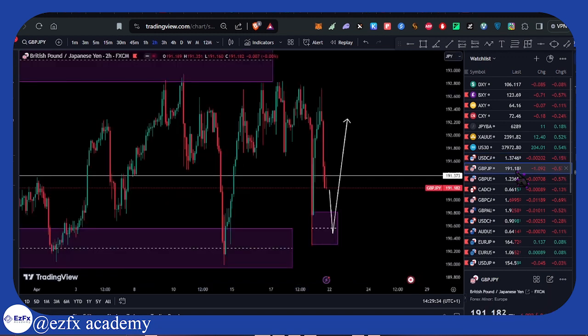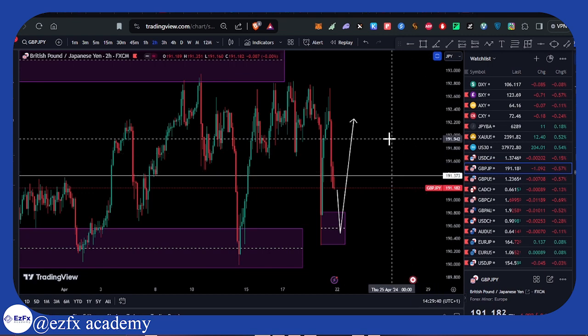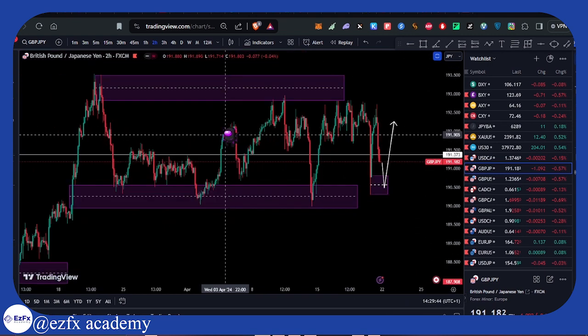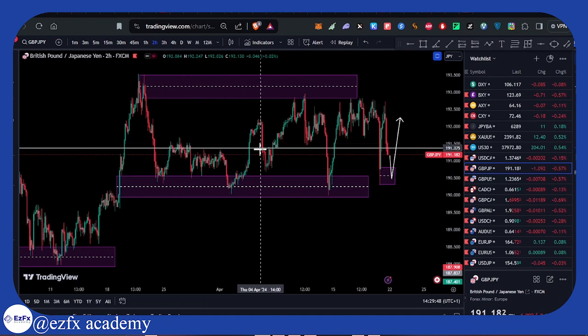Next up, let's look at GBP JPY. For GBP JPY, I have something similar to what I just said. I'm expecting a sell to buy on GBP JPY during the course of the week. If you notice, during the course of last week, GBP JPY gave us some very, for me at least, quite annoying moves.